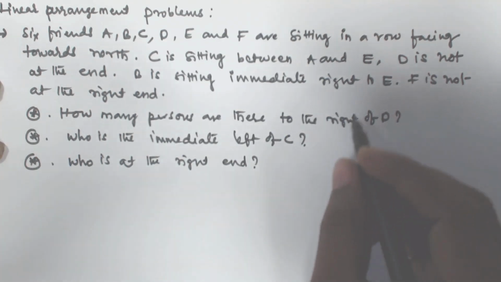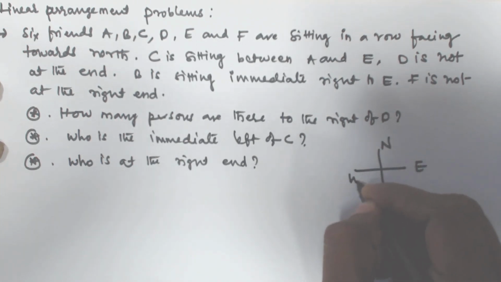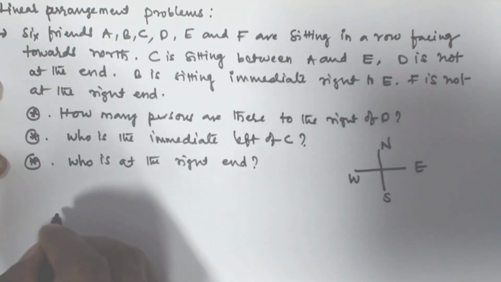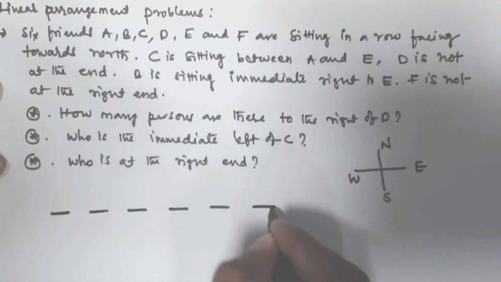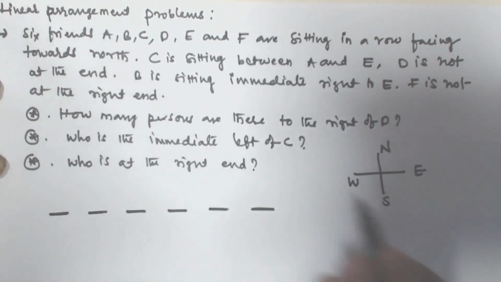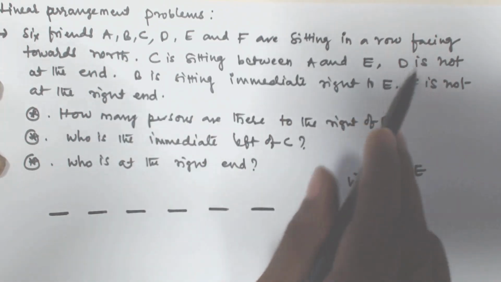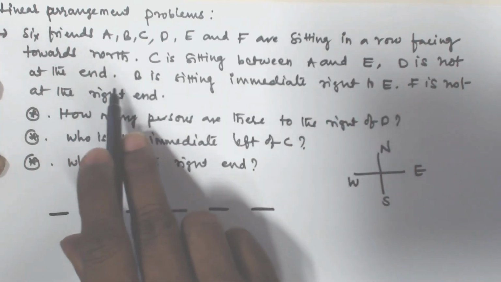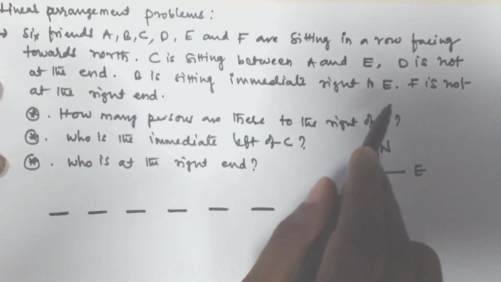Okay, so all of them are facing towards the north. If we take the basic directions, this is north, this is south, this is east and this is west. So all are facing north. There are six friends, so take six positions, 1 2 3 4 5 and 6. It is given that C is sitting between A and E. D is not at the end and B is sitting immediate right to E.